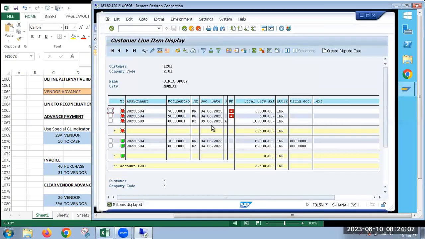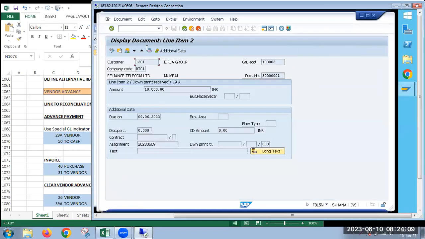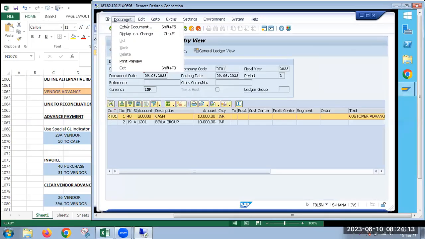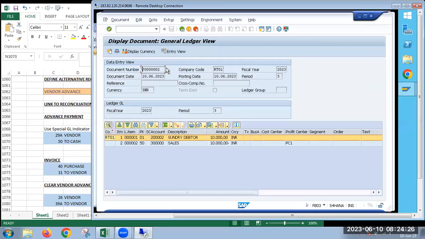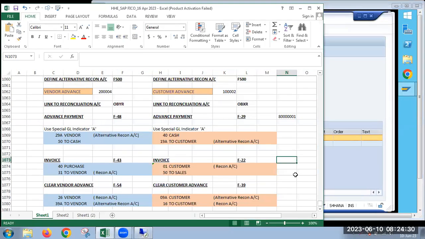At the same time, this advance will be with the advance account, a special GL transaction. Our invoice number is 7 series 2.